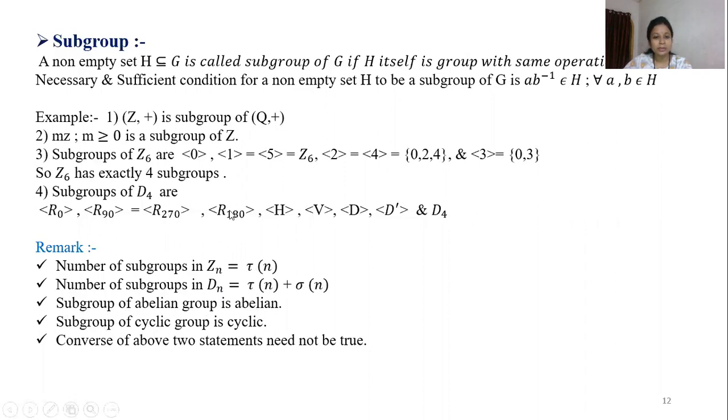For example, this is generated by R180. This is an abelian group, and this is an abelian group. But what about D4? It is non-abelian.